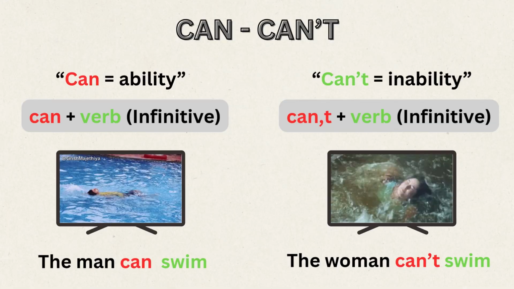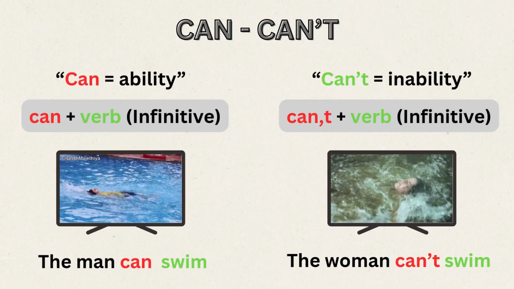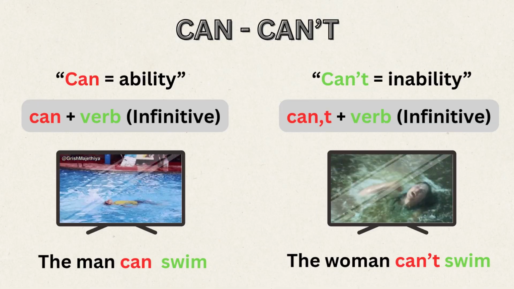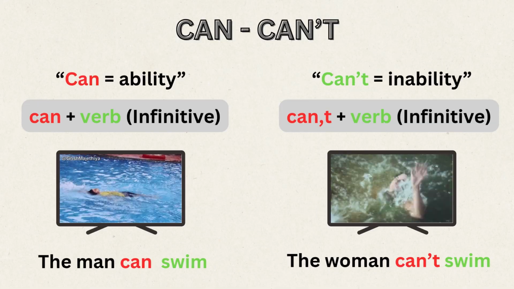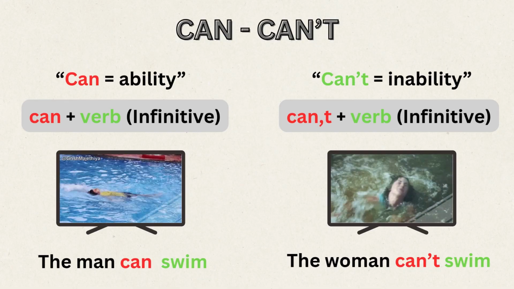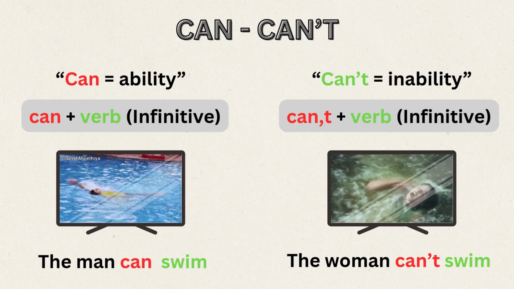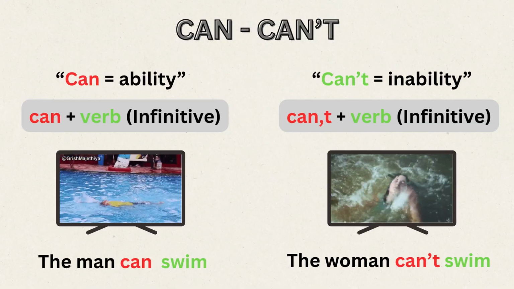Another example, here the man in the first video or in the first TV, what is he doing? We can say here that the man can swim. He has the ability to swim very, very well. So let's go to the other example.